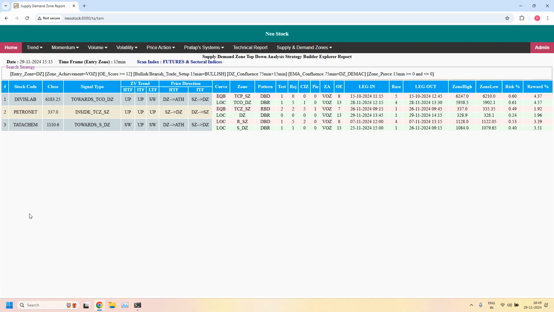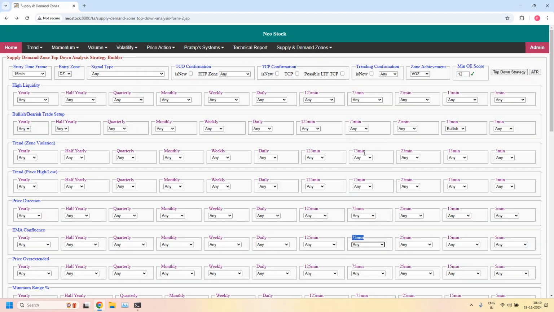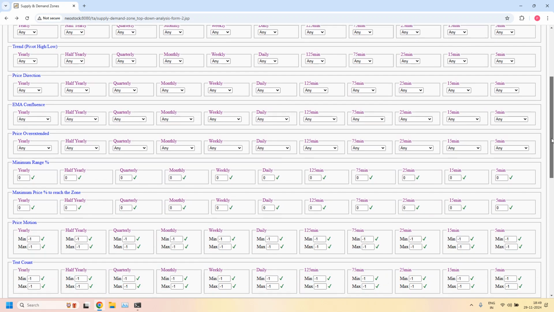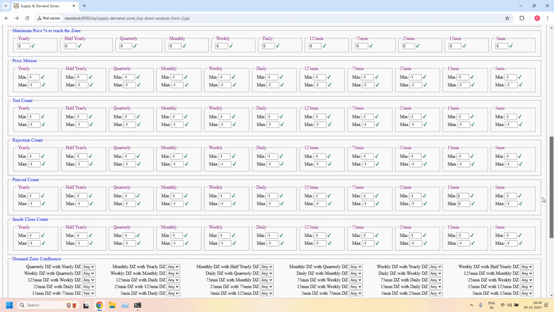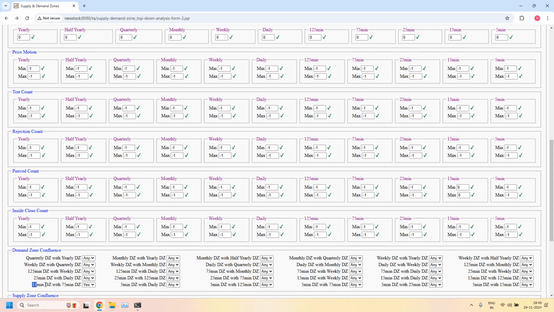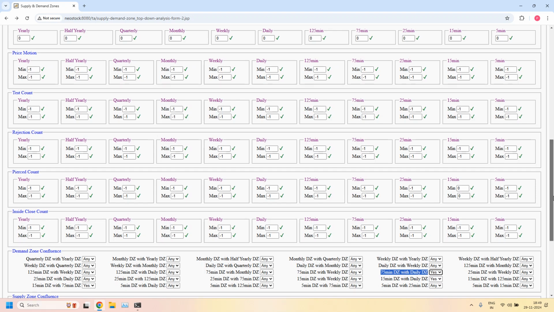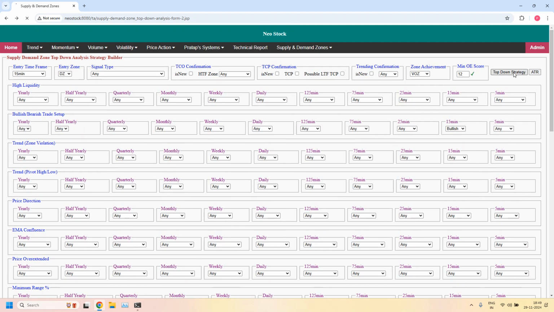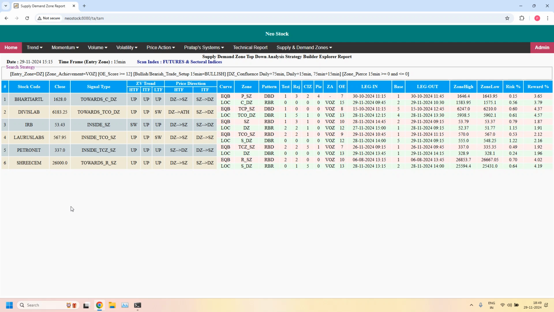Okay, next let us filter based on LTF, ITF and HTF demand zone confluence. We need to remove EMA filter. I removed it. And in the demand zone confluence, LTF, ITF, HTF demand zone confluence, 3 filters we have to set. First filter is already enabled, that is 15 minutes demand zone with 75 minutes demand zone confluence. Next 15 minutes demand zone with daily demand zone confluence. And 75 minutes demand zone with daily demand zone confluence. With all the 3 filters, LTF, ITF, HTF demand zone confluence, we got 6 stocks.